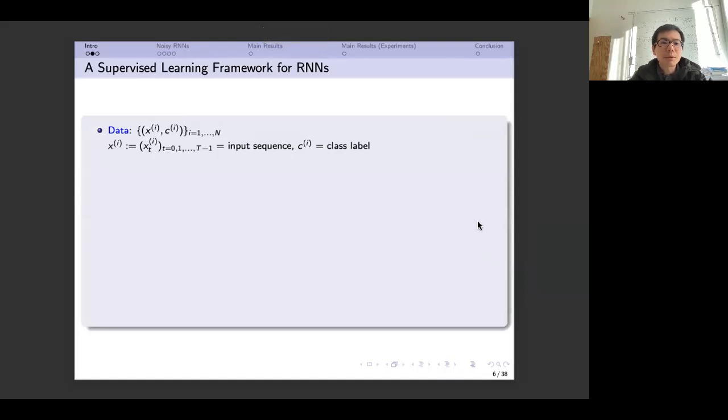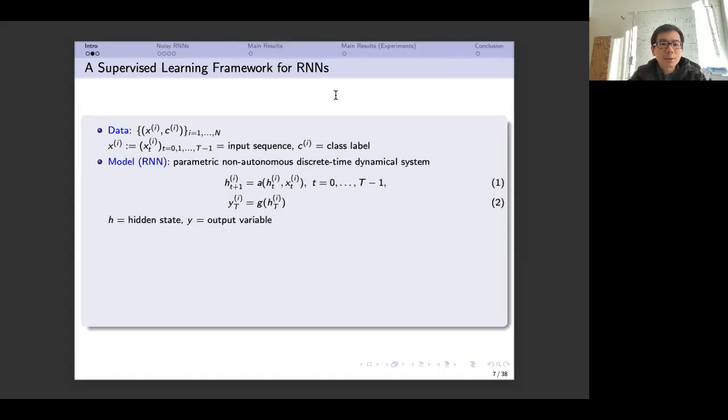We consider a supervised learning framework for these networks. The data consists of pairs of inputs and targets, where the inputs are sequences and the targets are class labels in the case of classification.